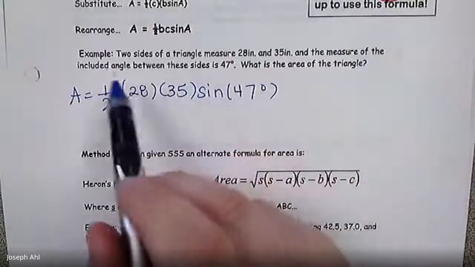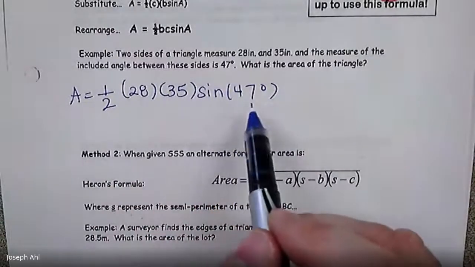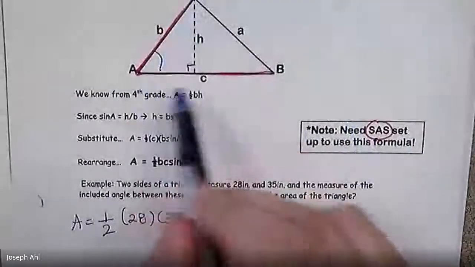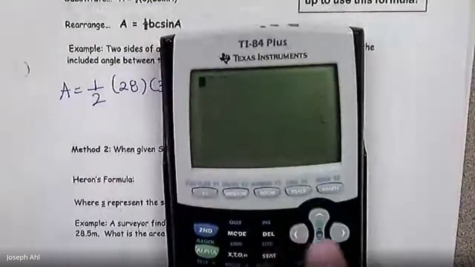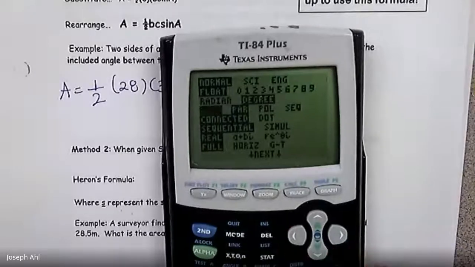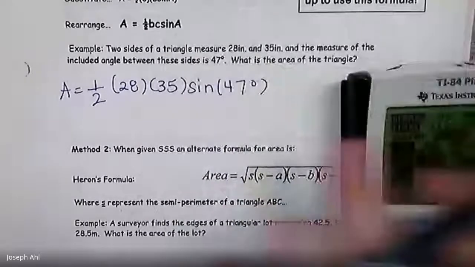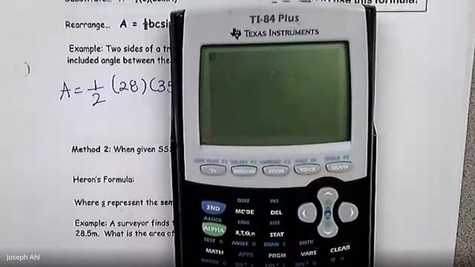It was important, by the way, that it said the included angle between these sides. If we don't have that included angle, if we don't have a side angle side setup, then we have to do a little bit of work to get there, okay? I'm gonna double check that I'm in degree mode, which I'm not, okay? You do need to be in degree mode in order to type in sine of 47 degrees. So if you need to adjust on your calculator, go ahead and do that.